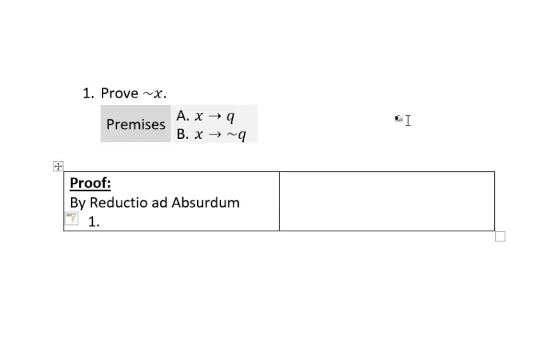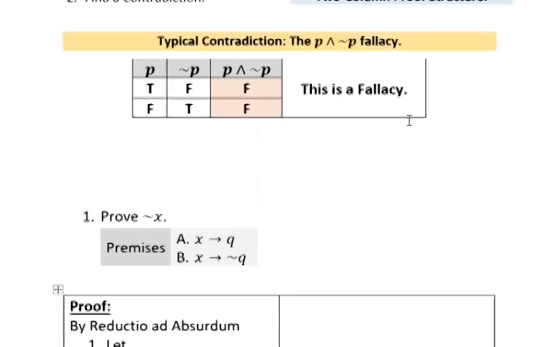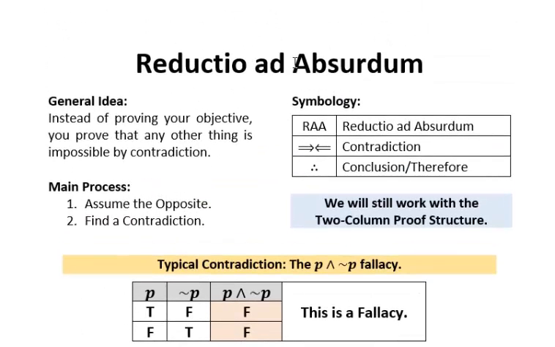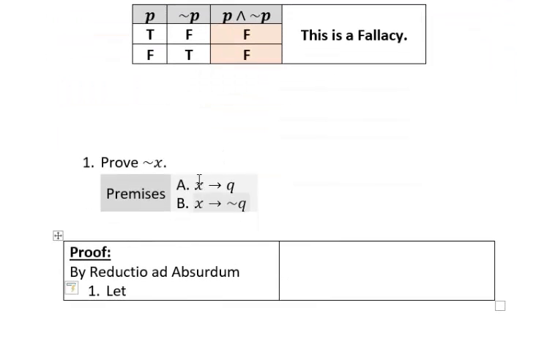Okay? First step will be the assumption. Remember that you begin Reductio Ad Absurdum by assuming the opposite of what you're trying to prove. So the opposite of negation of X will be X. So let's assume X. Okay? I'm going to copy it from here.